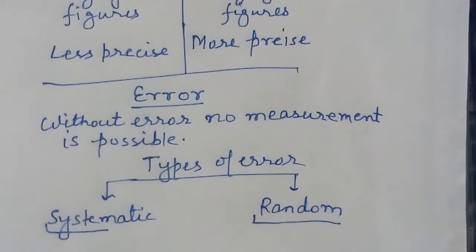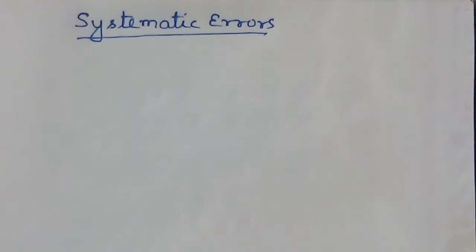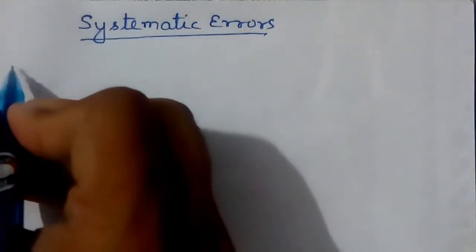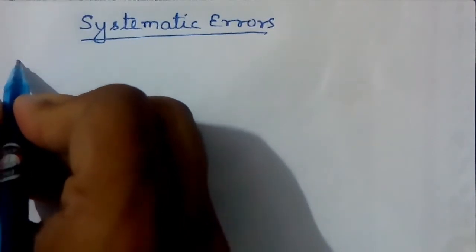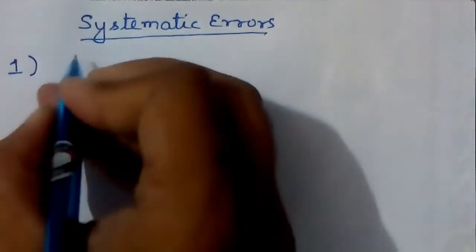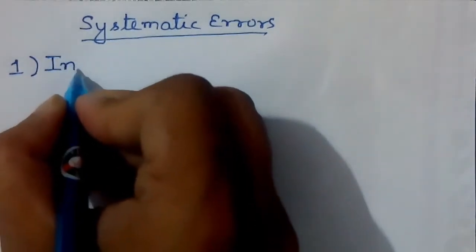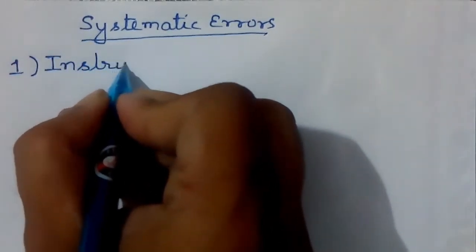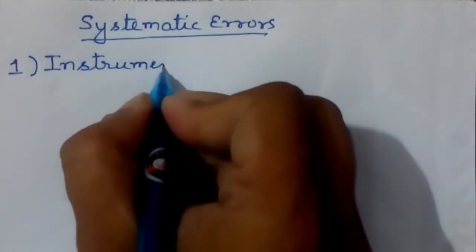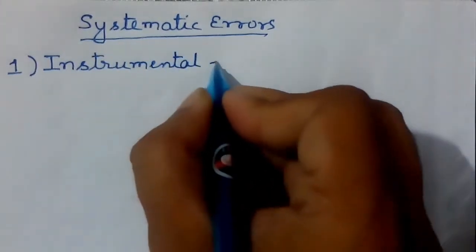Now we can take examples to explain the systematic and random errors. Systematic errors. We have discussed that it is basically an error that arises due to three factors. The first factor is instrument. So we can say the first cause of systematic error is instrumental error.